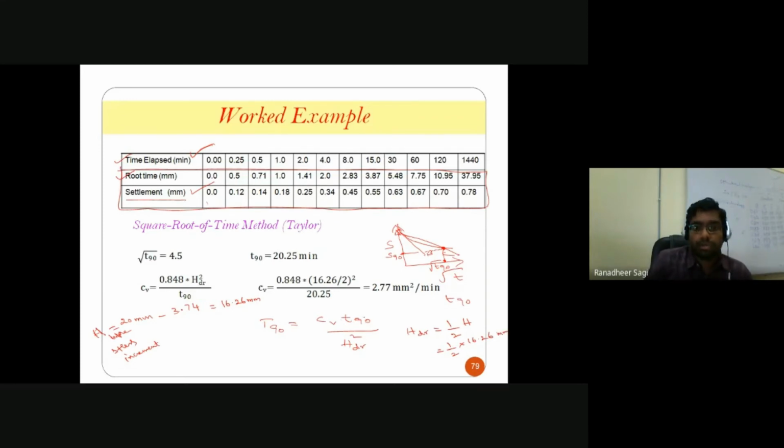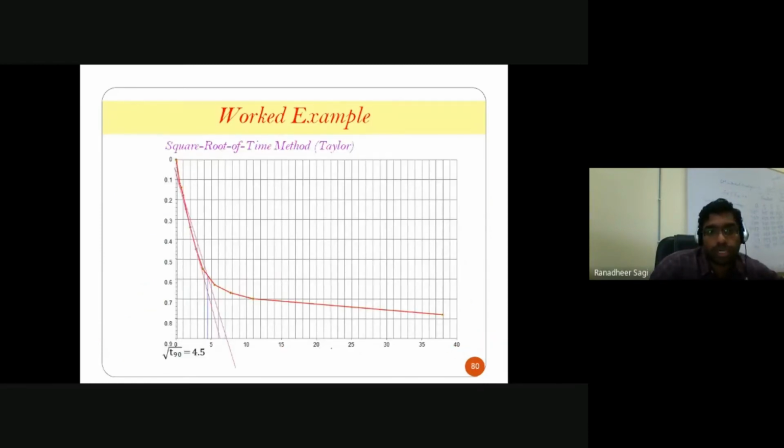Yeah. So the time required for 90% degree of consolidation is known, and the time factor value corresponding to 90% degree of consolidation is the standard value, which we said is 0.848. So your time factor is known, the time corresponding to 90% degree of consolidation is known, and your HDR value is known. So ultimately what is unknown is your coefficient of consolidation. Okay, so that's how you can try to solve your problem.